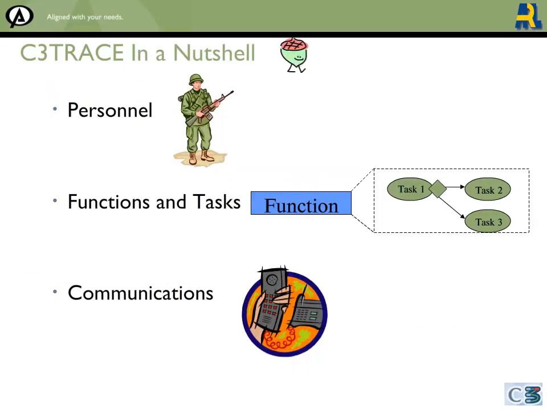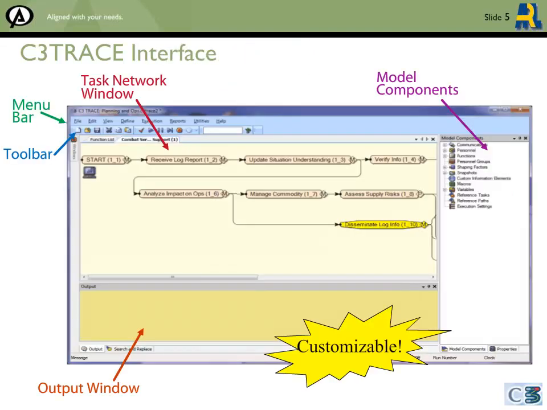There are three main elements to every C3TRACE model that must be defined. The first is personnel. Who are the operators that perform tasks, receive information, and distribute information? The second is defining the functions and tasks that are performed to accomplish a mission. The third element is called communications. What are the communication events that drive the flow of information?